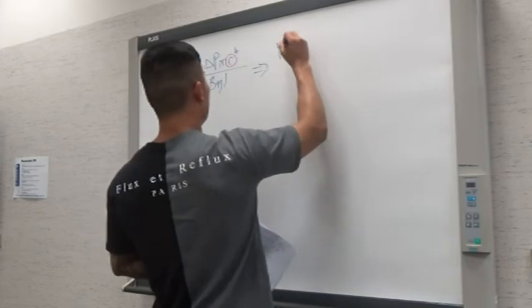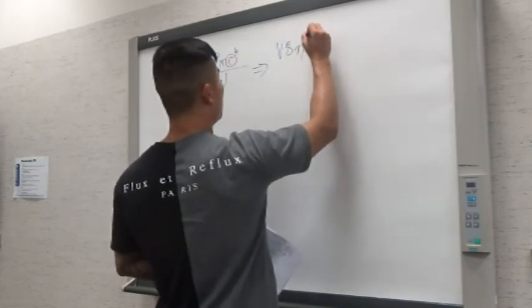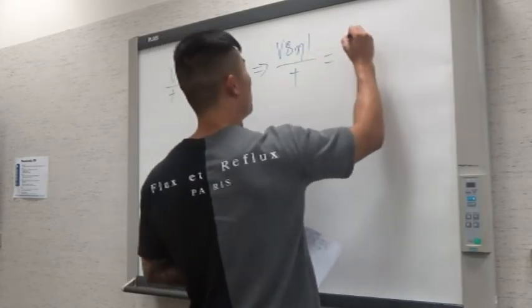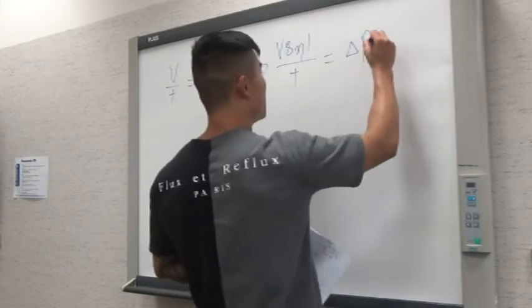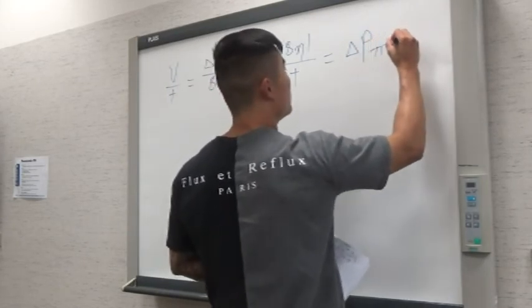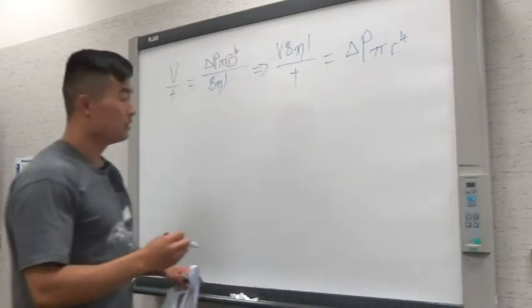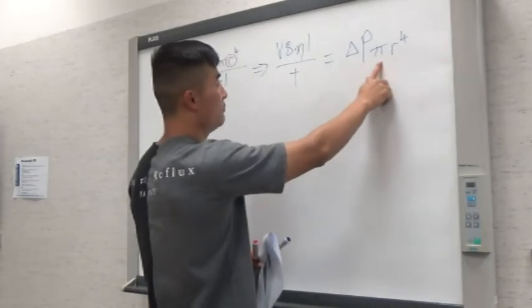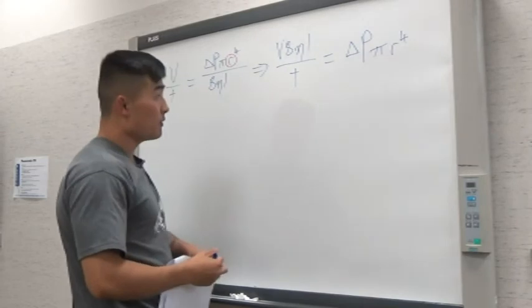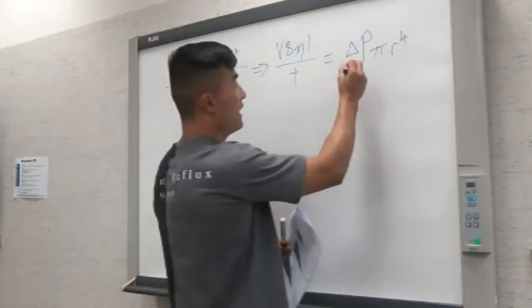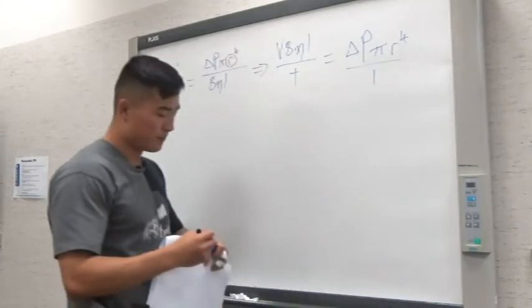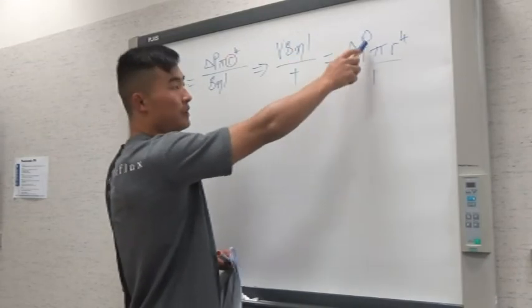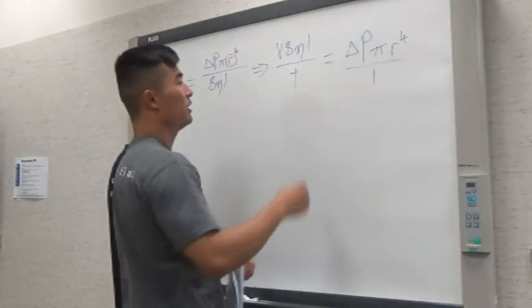It's going to become volume multiplied by 8, multiplied by viscosity, multiplied by length, over the time is equal to delta P times pi times R to the fourth power. Okay, so now we want to get R on its own, so we're going to get rid of delta P and pi. We can treat this like a fraction. So if this was over 1, if it's on the top, so we said if it's on the bottom, it goes to the top, if it's on the top, it's going to go to the bottom on the other side.